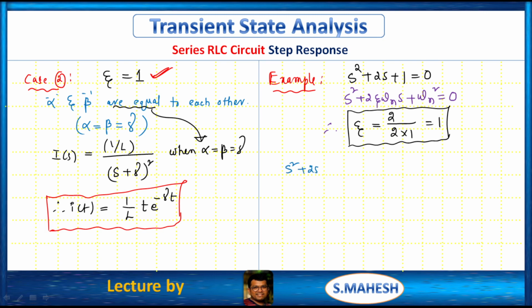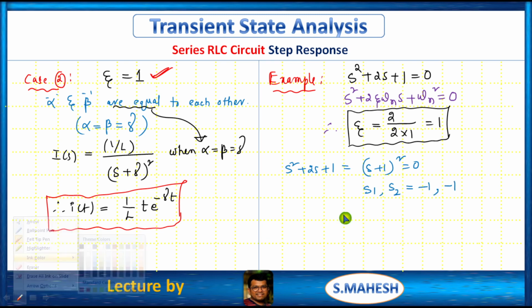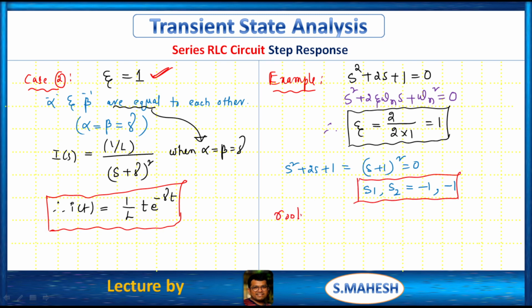s square plus 2s plus 1 should be equal to (s plus 1) whole square, which is equal to 0. From this, s1 and s2 are equal to minus 1, minus 1, right? The roots are real, negative real part, real and equal: minus 1 and minus 1. Satisfied? Alpha is equal to beta, which is equal to minus 1. That is the case. This is about case 2.